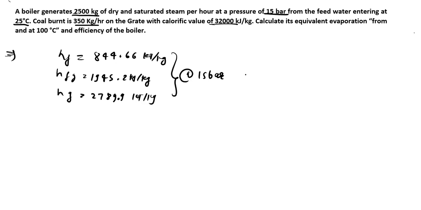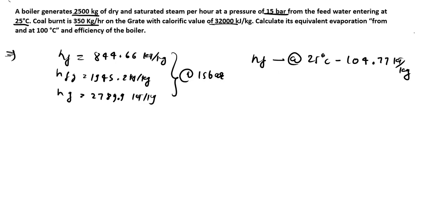The second thing we need to calculate is, at 25 degrees Celsius, what is the hf? Because at 25 degrees Celsius we have the feed water, we will need only the hf, which is the specific enthalpy of the fluid. If you look at your steam table, hf at 25 degrees Celsius is 104.77 kilojoule per kg. So that is how we can find the hf.